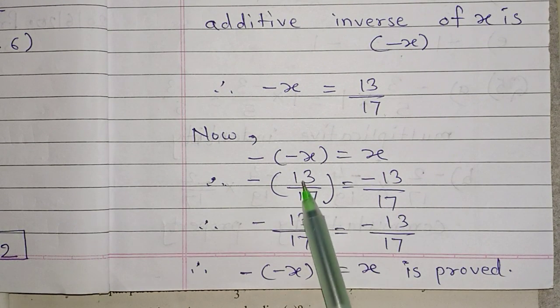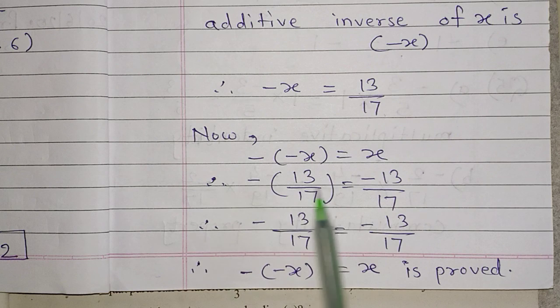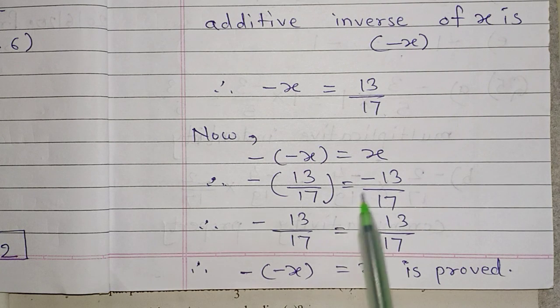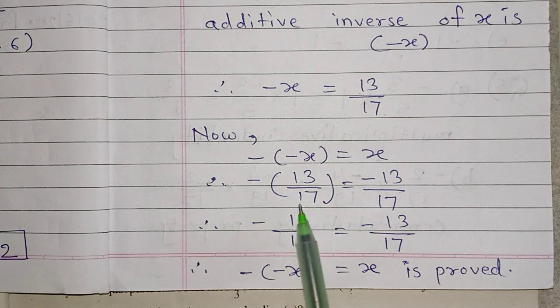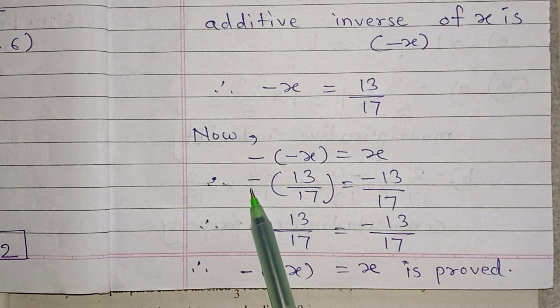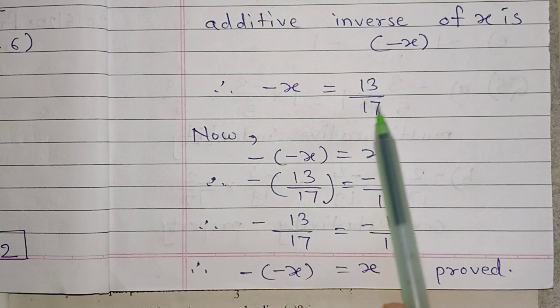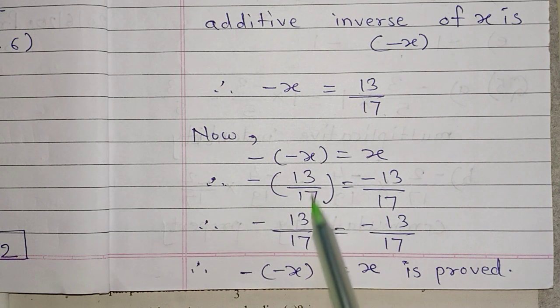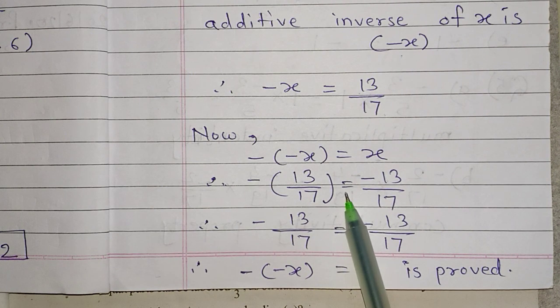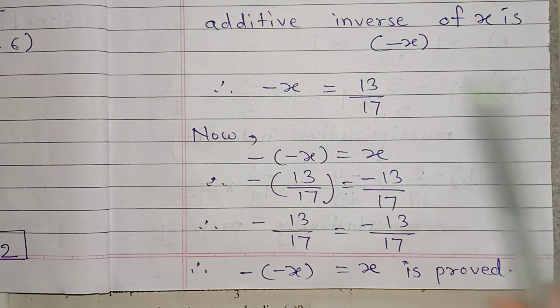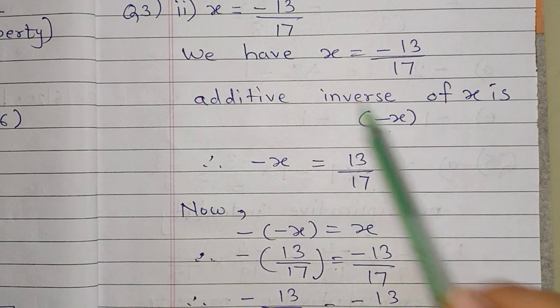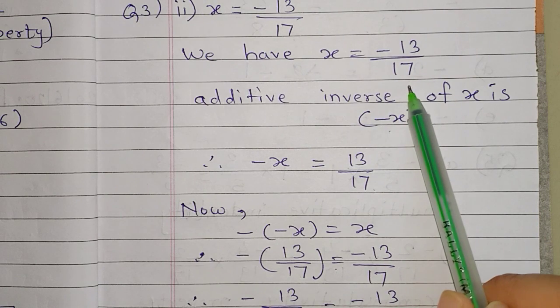We have to prove that these two, left hand side and right hand side, are the same. So for that I have written the value. Here the minus sign I have continued, and in the bracket I have minus 6 whose value is 13 upon 17. So I have written 13 upon 17 here, which is equal to... we have already been given the value of x is minus 13 upon 17.